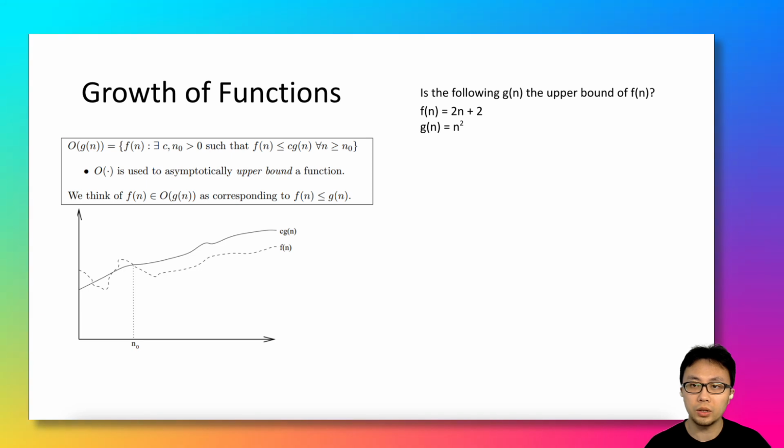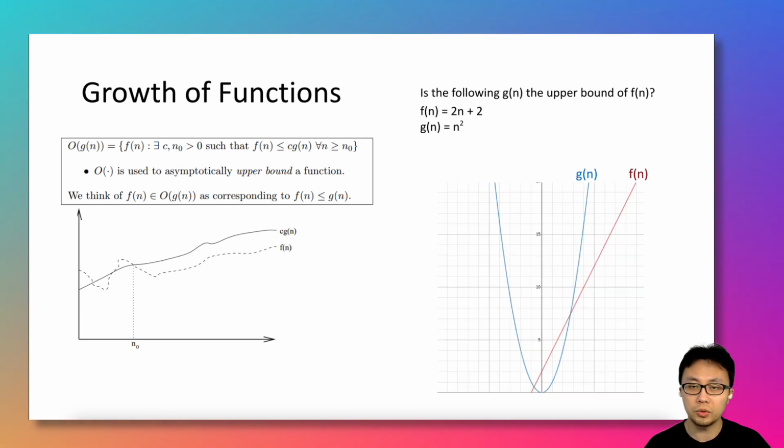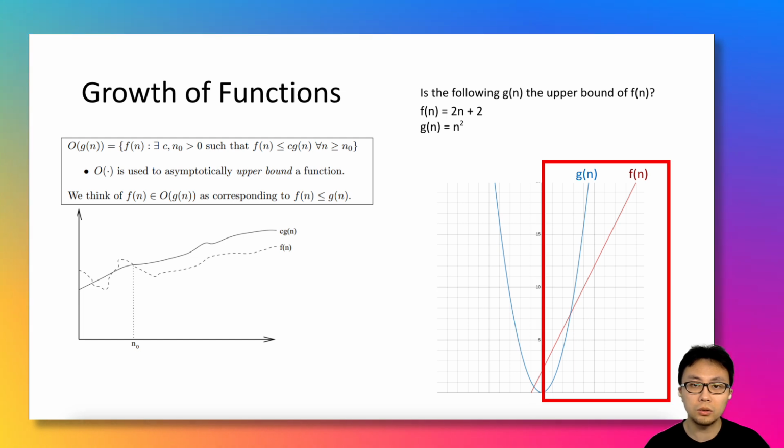Okay, if we just plot these two functions on a 2D plane, they will look like this. Remember, n represents the input size, and it is the x-axis, and the time is the y-axis. Since negative n or negative time doesn't make sense, all we need to focus on is this area, when both n and the time are positive.